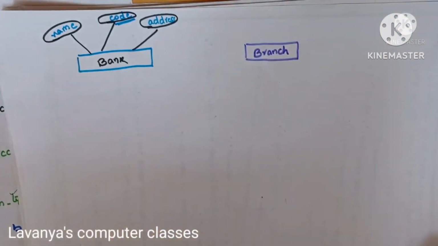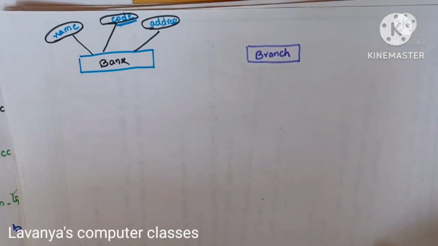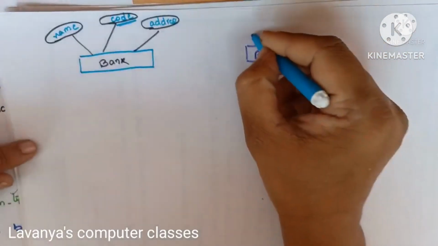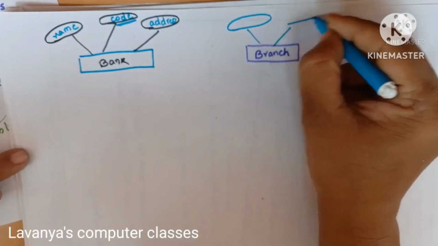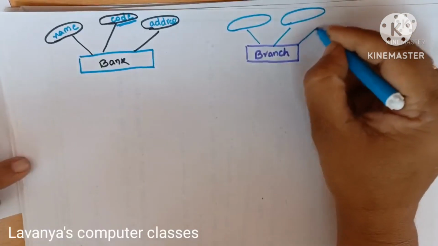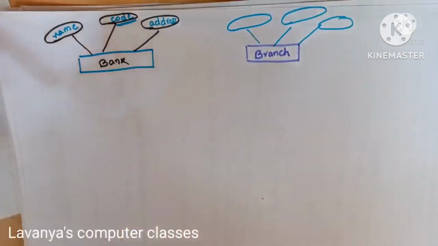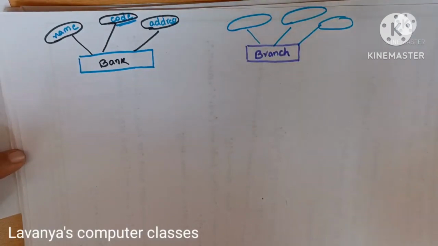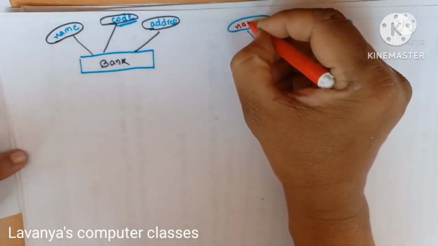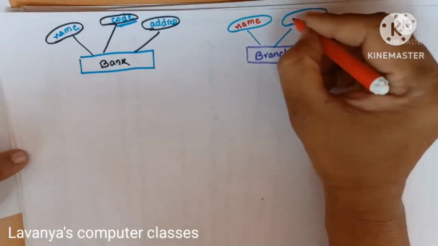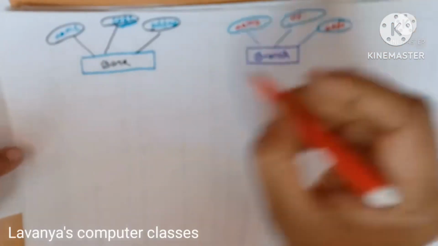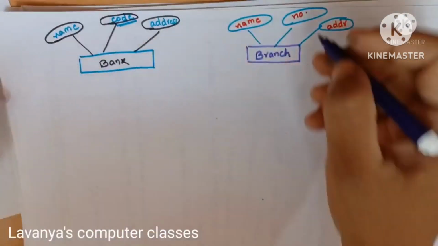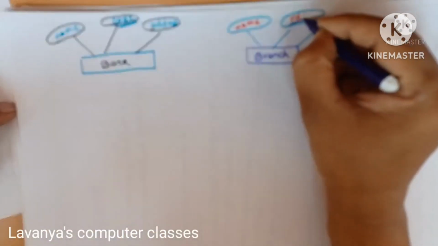Branch entity set. What are the fields of the branch entity set? The branch entity set has branch number, branch name, and then the address of the branch. So which one identifies it, through which key? Branch number.